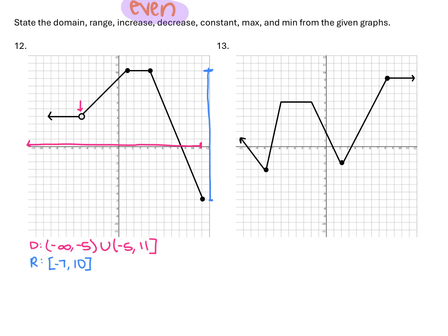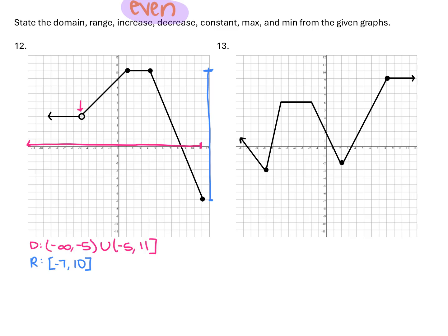Domain are your x values. So lowest x value to highest x value. You have that open circle on the line, so the x value at that open circle, which is the negative 5, doesn't get included. So you have to separate your interval notation to go from negative infinity to negative 5. Put the parentheses on that negative 5 so it doesn't include it. Then go with a union from that negative 5. Again, parentheses on that negative 5 because it doesn't include it, up to the 11 with the bracket on there because there's a closed circle on the 11.